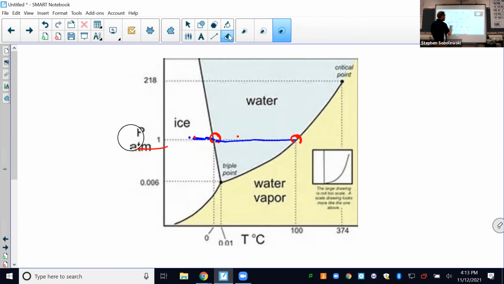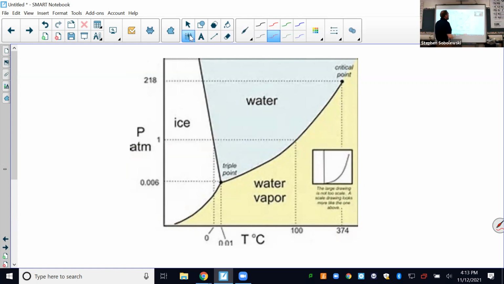But what can I do to actually change that? What if you increase the pressure? Let's say we have a regular glass of water, like I have water in this container here. It's pretty much room temperature, and we're pretty much at room pressure. So if I'm at room temperature, like I said, this isn't to scale, but let's just assume I'm right here, okay? Standard pressure.